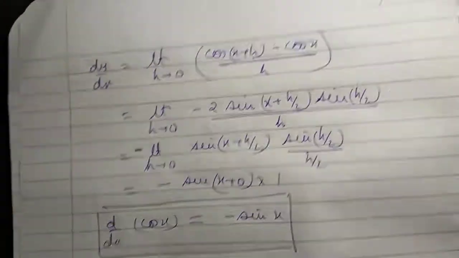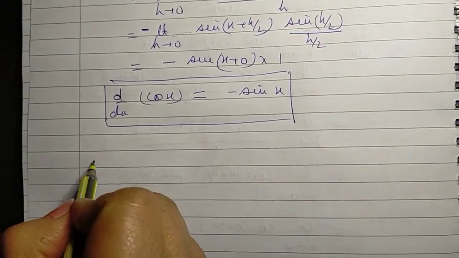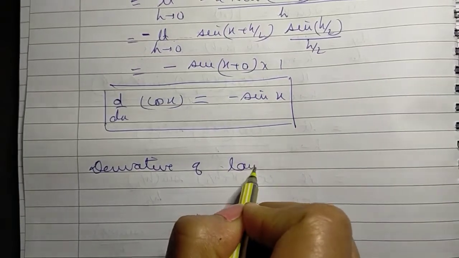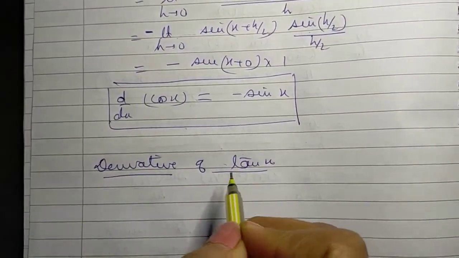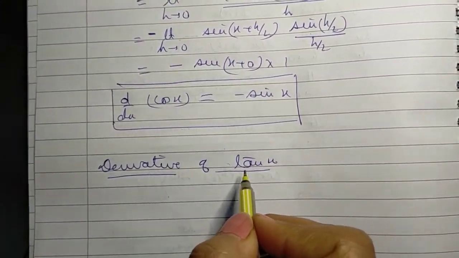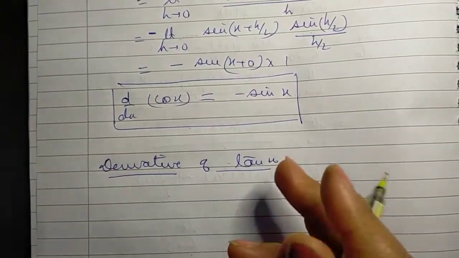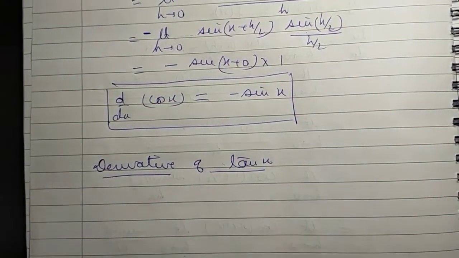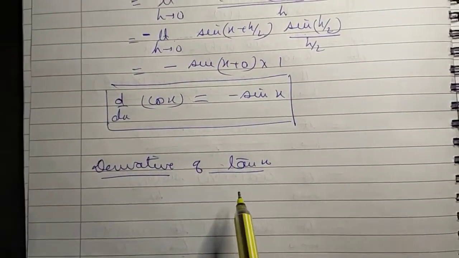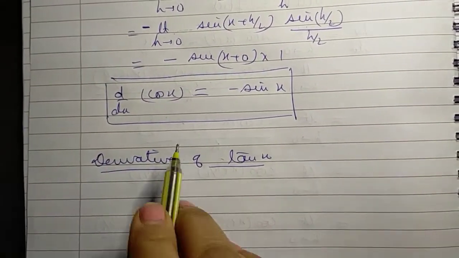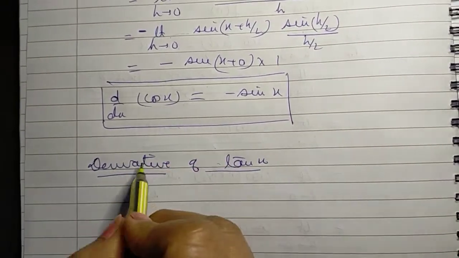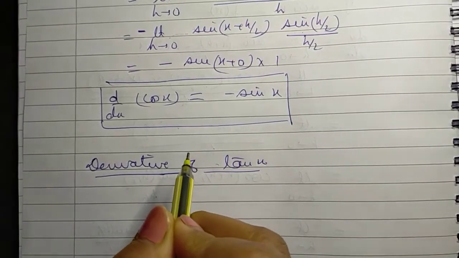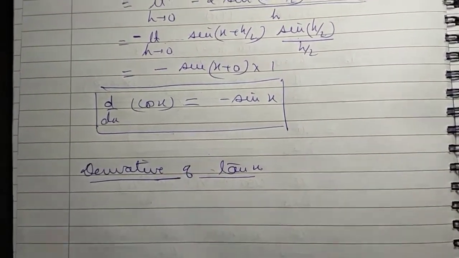Now, the same way, we find the derivative of tan x. We know that tan x can be written as sin x over cos x, so it can be found using the quotient rule, but that method we'll do after introducing you to the quotient rule. In the meantime, we'll do it by the basic method, because you do get questions where you have to solve it by the basic method.